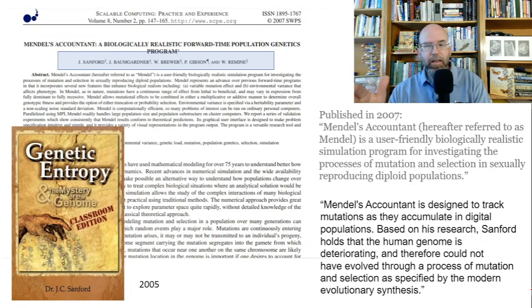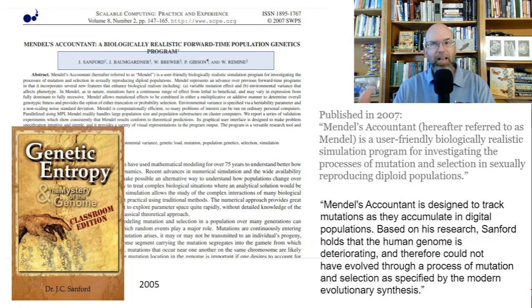And it was published in 2007. Right. And from the very first line of the abstract I have printed over here, "Mendel's Accountant is a user-friendly," and I agree, it's user-friendly, "biologically realistic simulation program." I might have some disagreements with that.